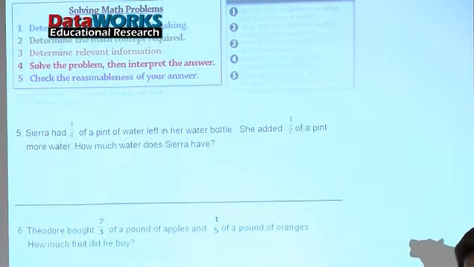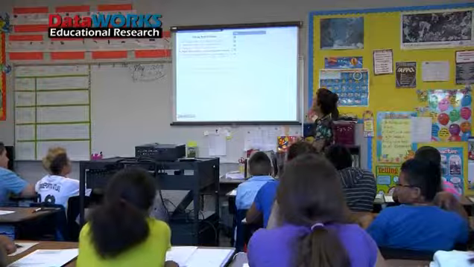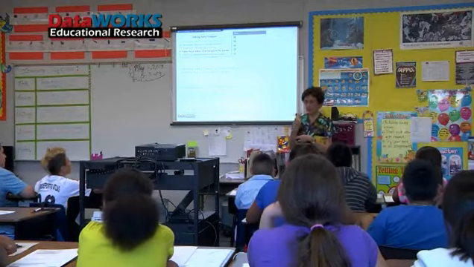the problem. Help me read it, please. Sierra had 1/4 of a pint of water left in her water bottle. She added 1/2 of a pint more water. How much water does Sierra have? So what is this asking me? How much water does Sierra have? So now step number 2.